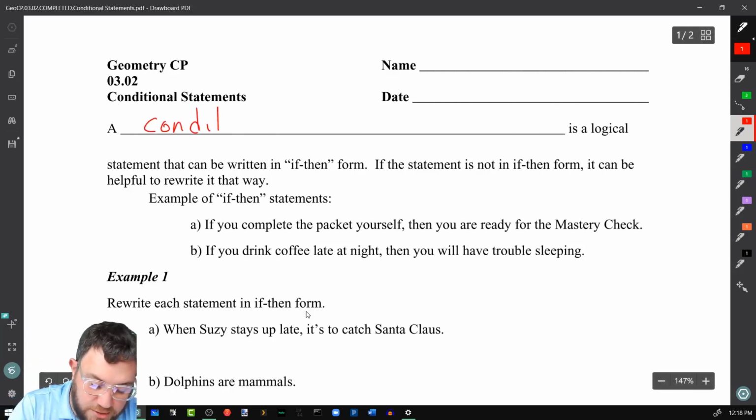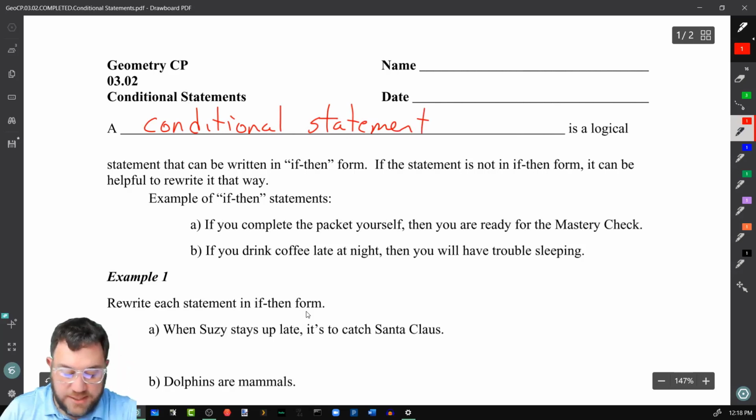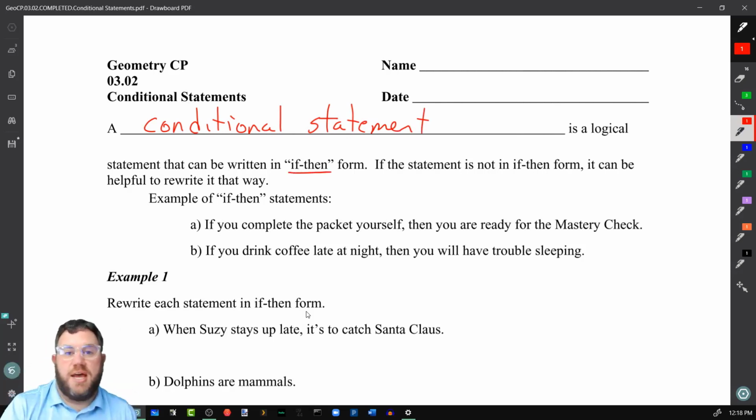A conditional statement is a statement that can be written in if-then form. If thing A happens, then thing B happens. If it's not in if-then form, we can always rewrite it as if-then. So you might see some of these that aren't if-then statements, but they are conditionals, so they can be rewritten that way. A couple examples of if-then statements.